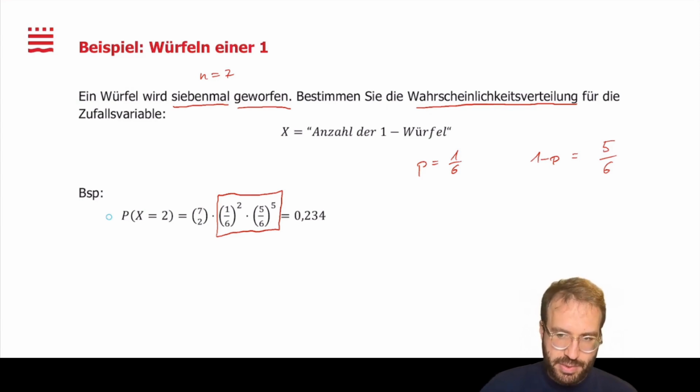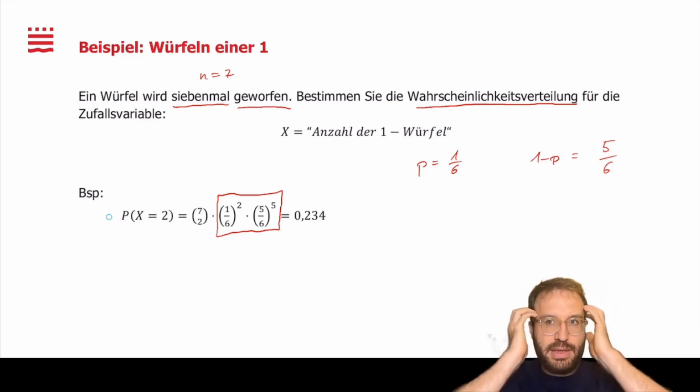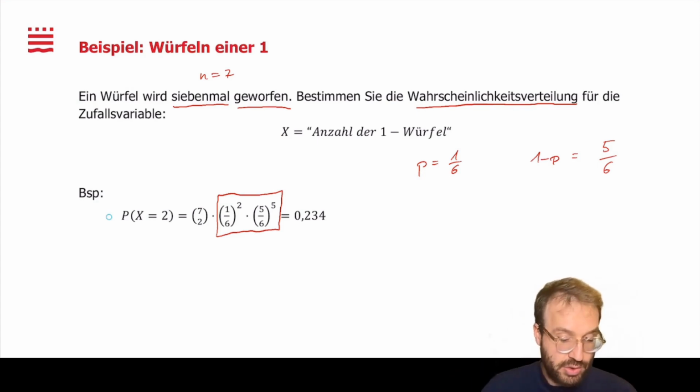And then we simply multiply the probabilities of these independent events. Now, however, we've asked a different question, namely not that the first two are 1s and then the last 5 are not 1s, but we actually have more possibilities for rolling 2 1s. And we need to think for a moment about how many ways we can roll 2 1s.